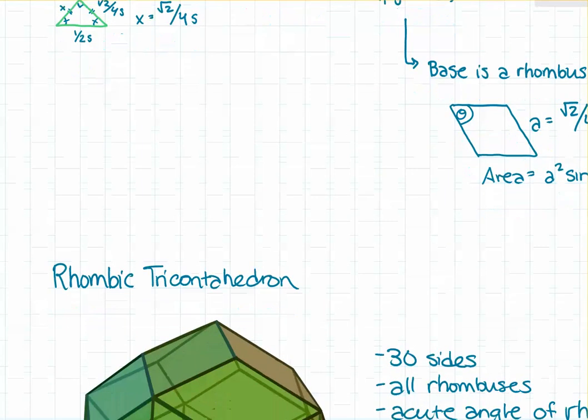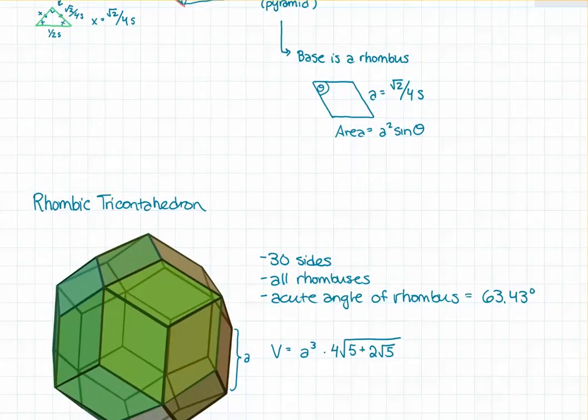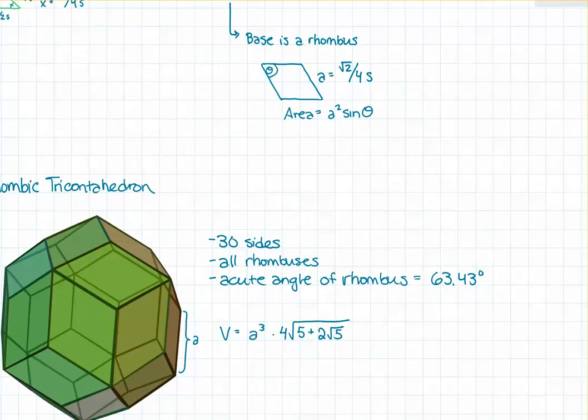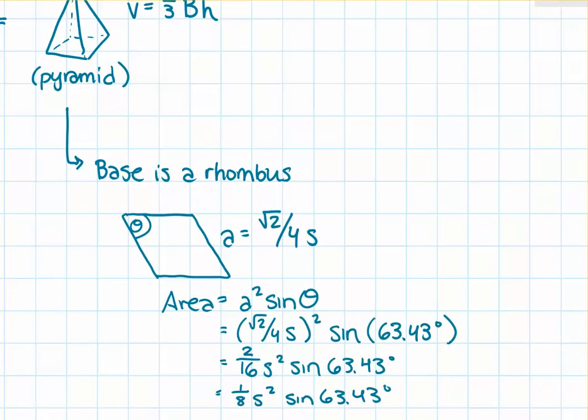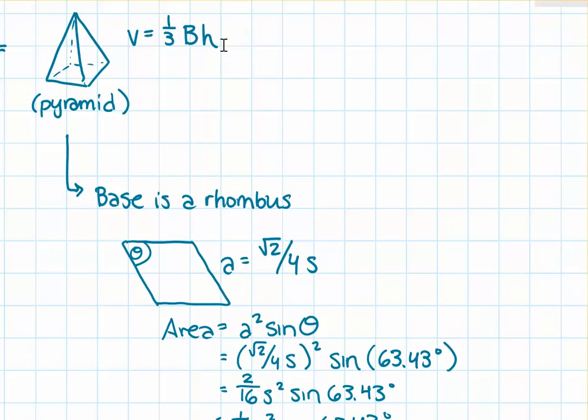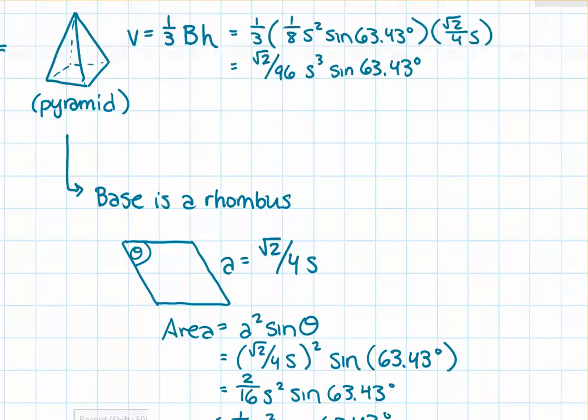So in a rhombic tricontahedron, the rhombuses all have an acute angle of 63.43 degrees. So if we use that side angle, we can find the area. So then we get that the area of that rhombus is 1/8 s squared sine 63.43 degrees. So that's the area of the base. So then we plug that back up here. So then you get that the volume is root 2 over 96 s cubed times sine of 63.43 degrees.